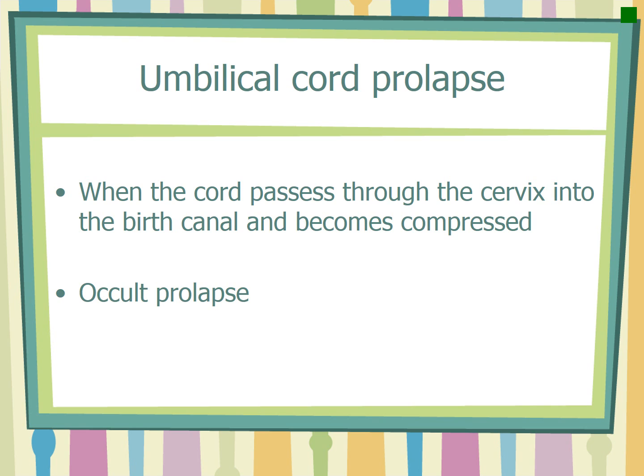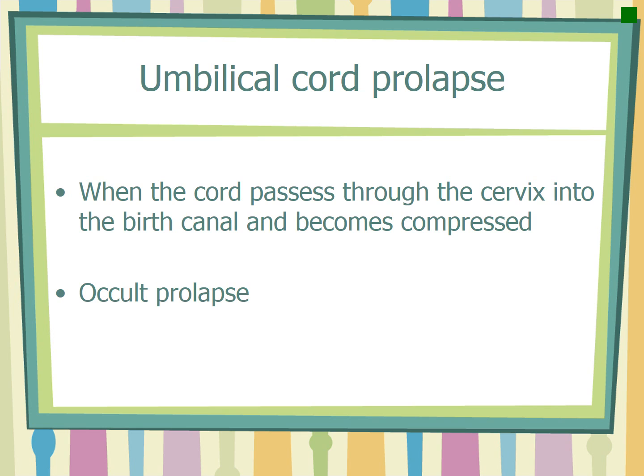Problems with the umbilical cord. The worst one is probably umbilical cord prolapse. Occult prolapse is when the cord becomes compressed inside the uterus, and this is usually due to the fetus compressing the cord. Sometimes you'll see the fetus will actually grab the umbilical cord and squeeze and release, so that would be occult prolapse.